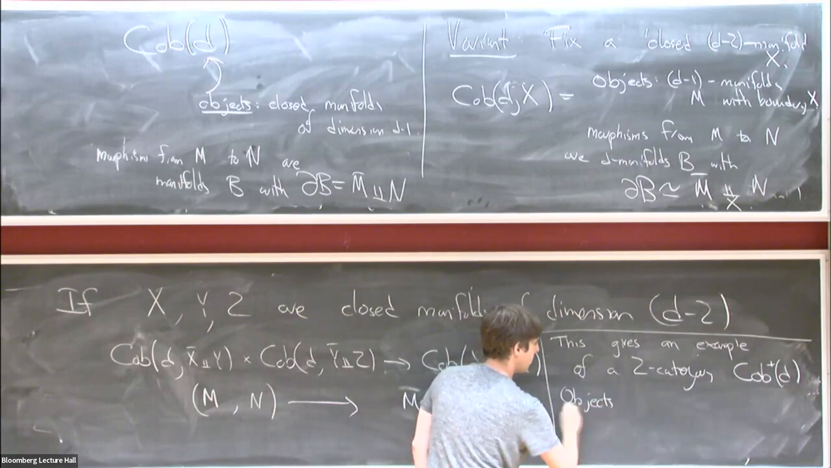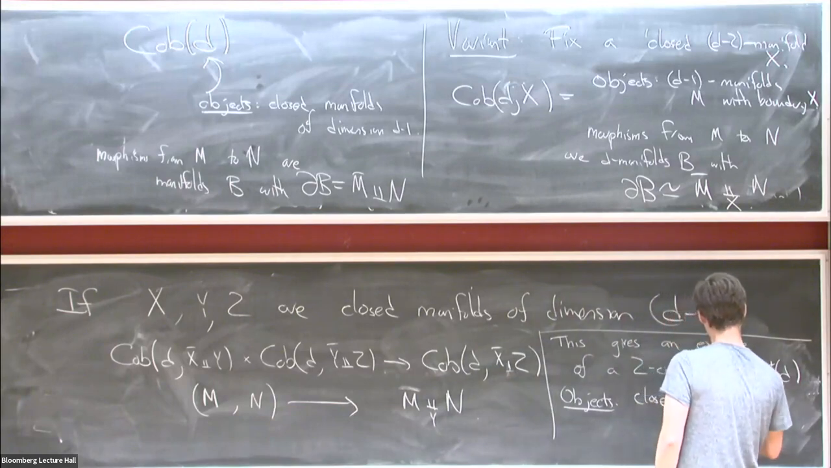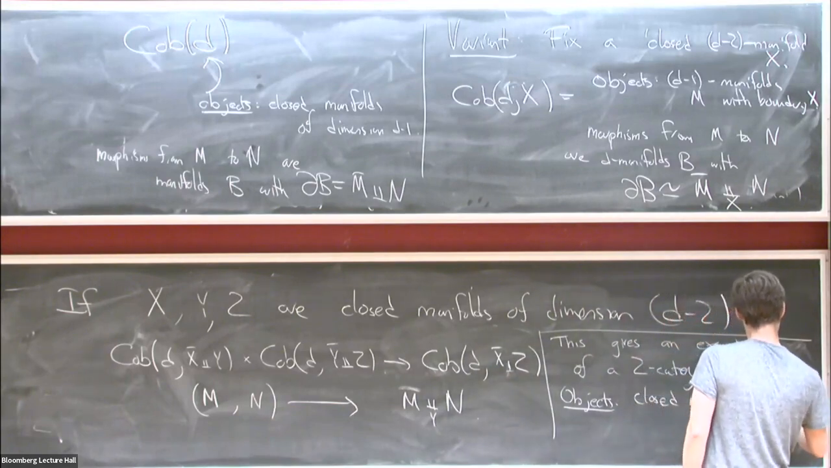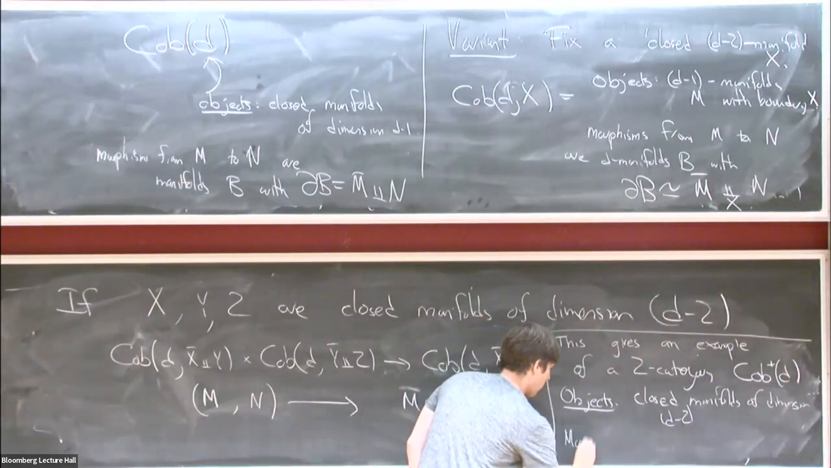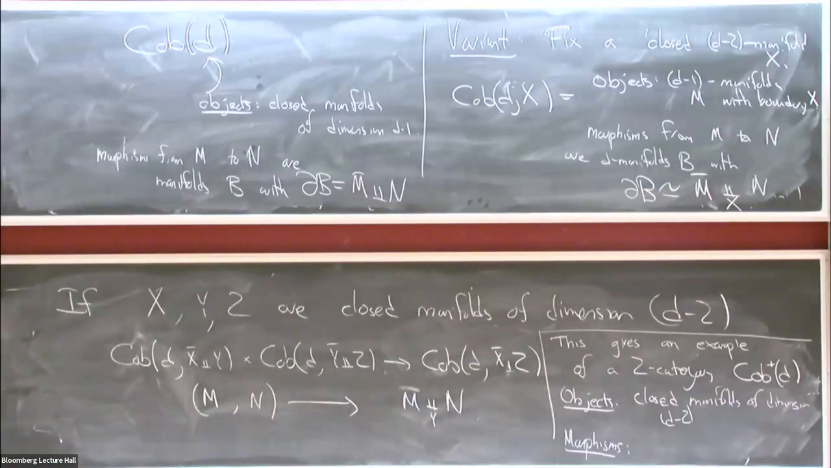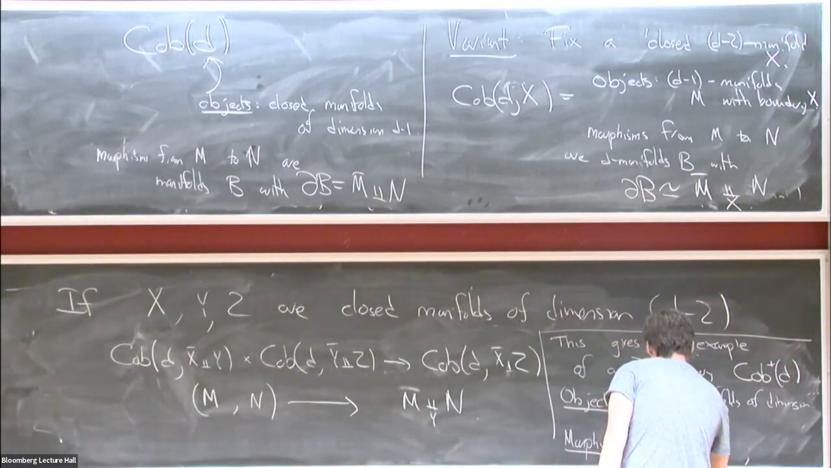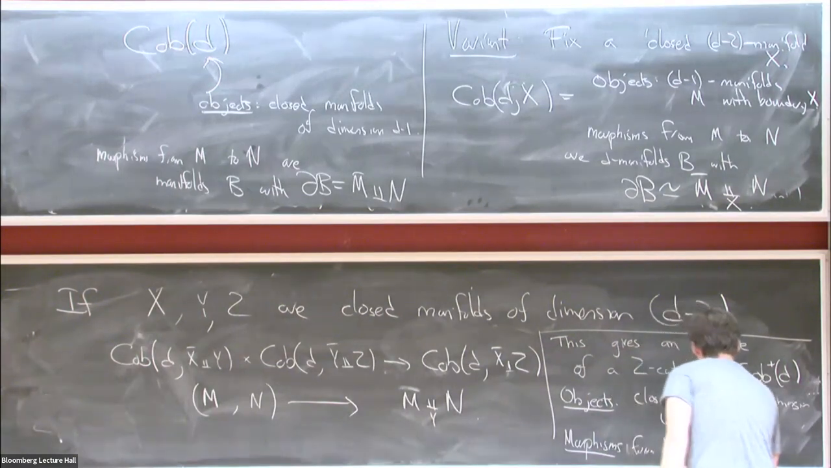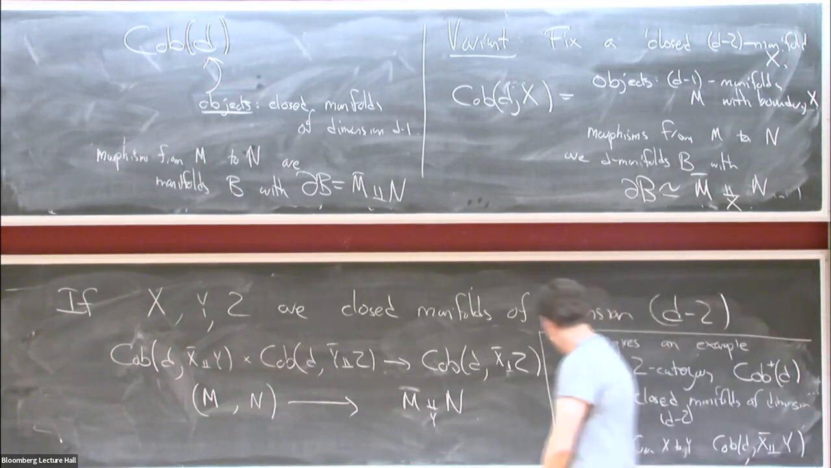So the objects of this two category are closed manifolds of dimension D minus two. And well, what it means that this is a two category is that instead of having a set of morphisms between two objects, you have a category of morphisms. So the morphisms from X to Y is this category that I'm calling Cobb D, X union Y.